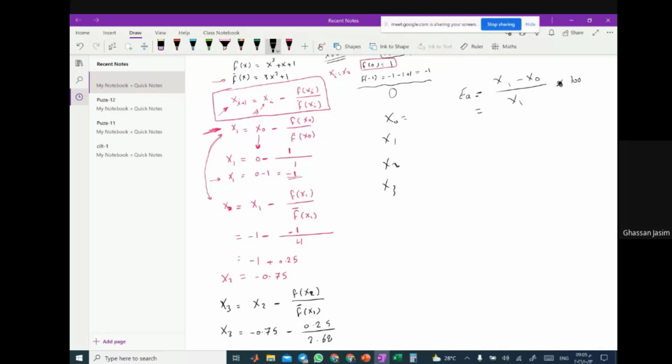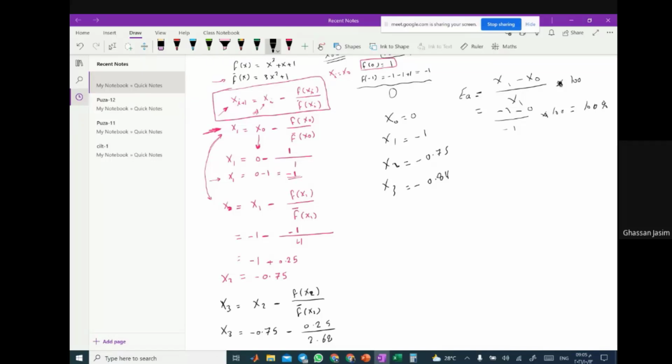x0 is 0, x1 is minus 1, x2 is minus 0.75, and x3 is minus 0.84. Let's calculate the first error. It will be minus 1 minus 0 over minus 1 times 100. It will be 100%. This is the first error.